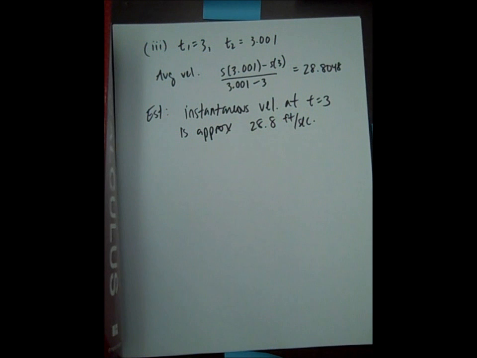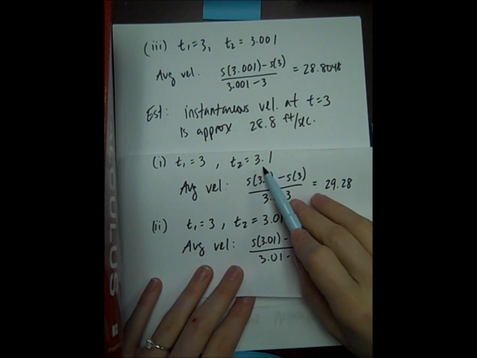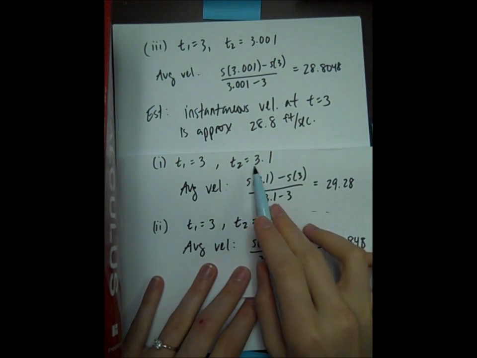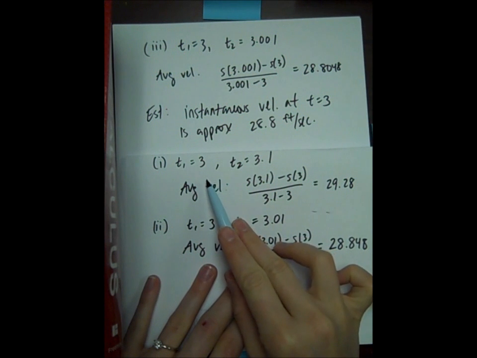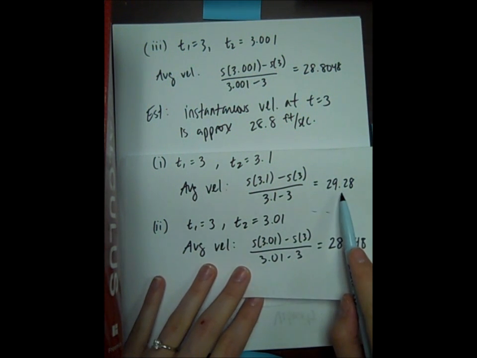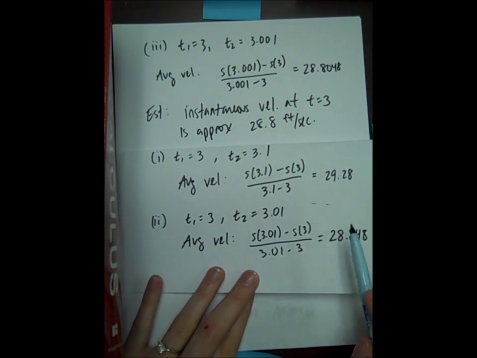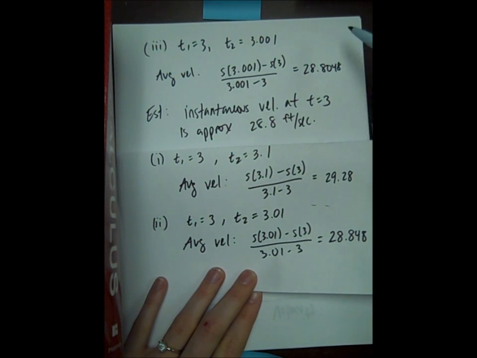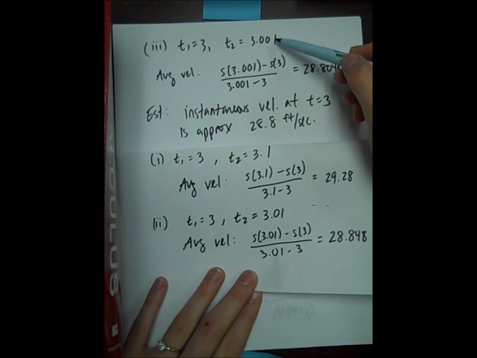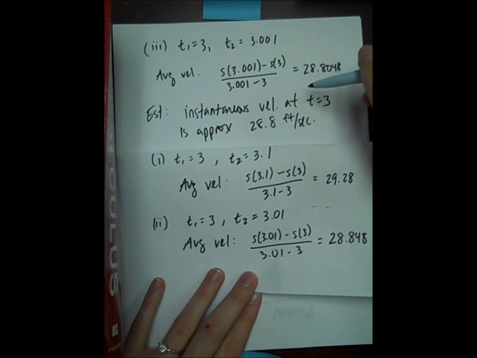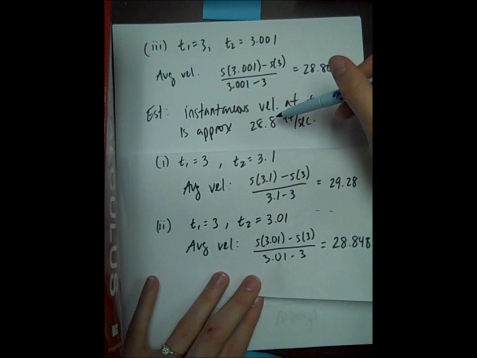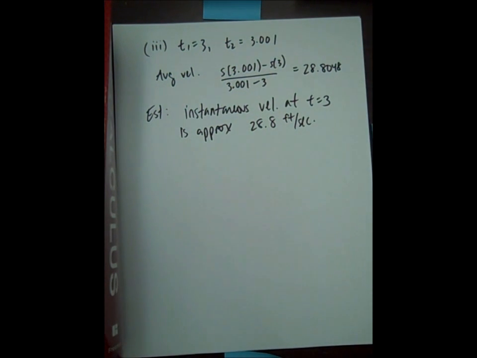So again, how did we do that? The original problem only gave you one t value. So we estimated. Now our first estimate wasn't very good. My second t was only 0.1 away from my original t, but I plugged it into my average velocity formula and got 29.28. Then I made a better estimate. I got 28.848. Then I made an even better estimate and I got 28.8048. So it looks like these numbers are going towards 28.8. Now I could have done this again for 3.0001 and seen what that one was, but I think we can say it's safe to assume that the approximate instantaneous velocity is 28.8 feet per second.